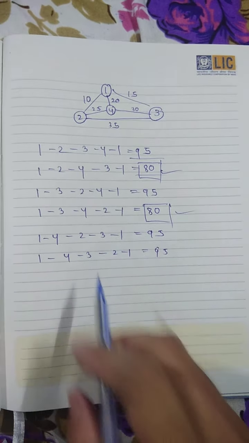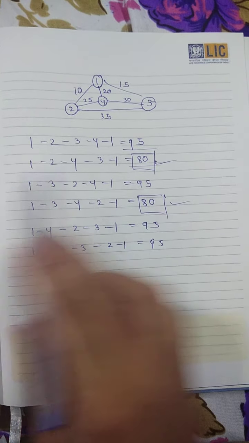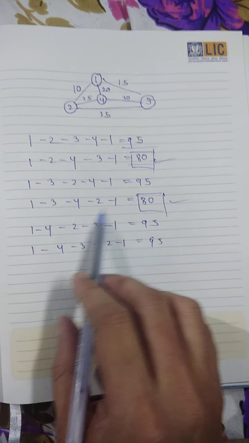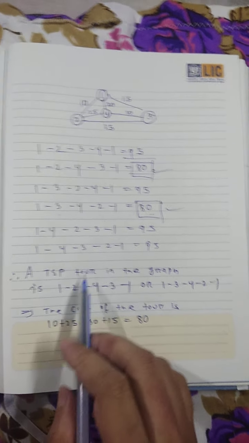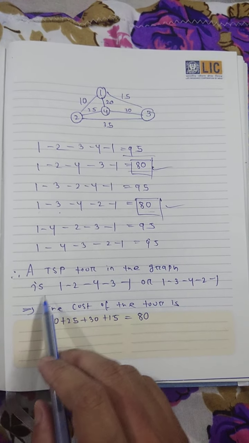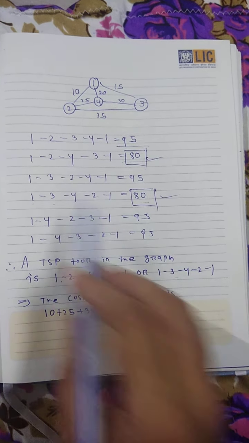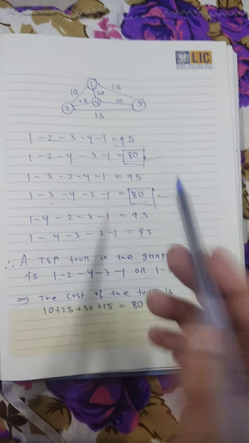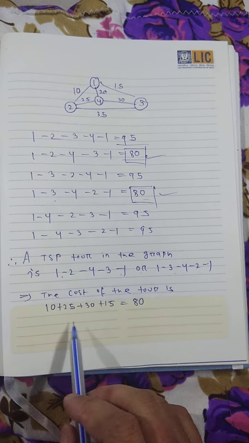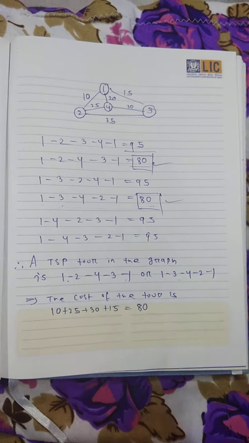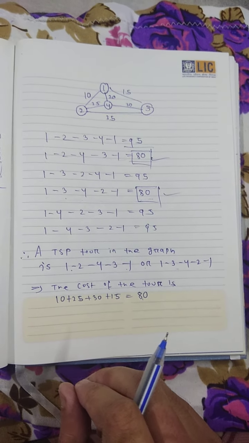For the traveling salesperson, any path with the minimum cost will be chosen, either this 1 2 4 3 1 or 1 3 4 2 1. Okay, so overall the tour the traveling salesperson visits in the graph is either 1 2 4 3 1 or 1 3 4 2 1, either this path or this path, and the overall cost of the tour is what? 80. Okay, so that's all about the traveling salesman problem.